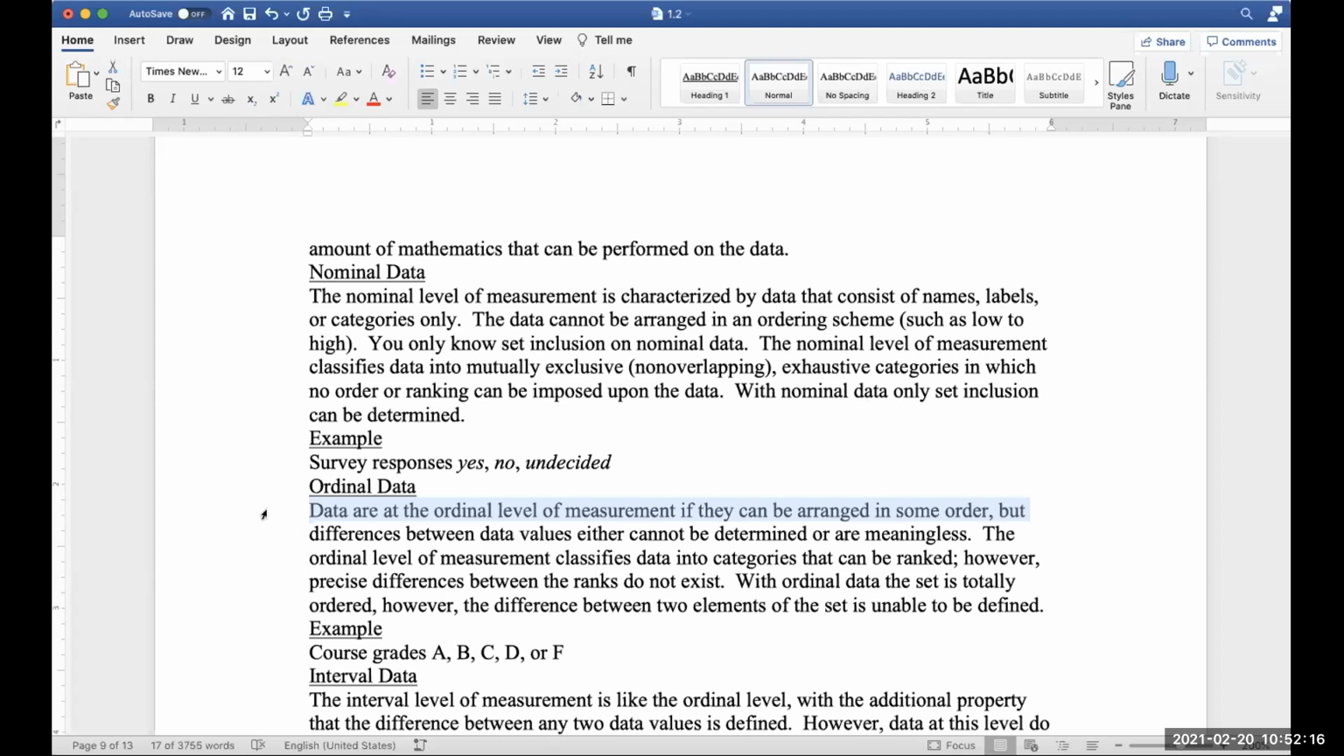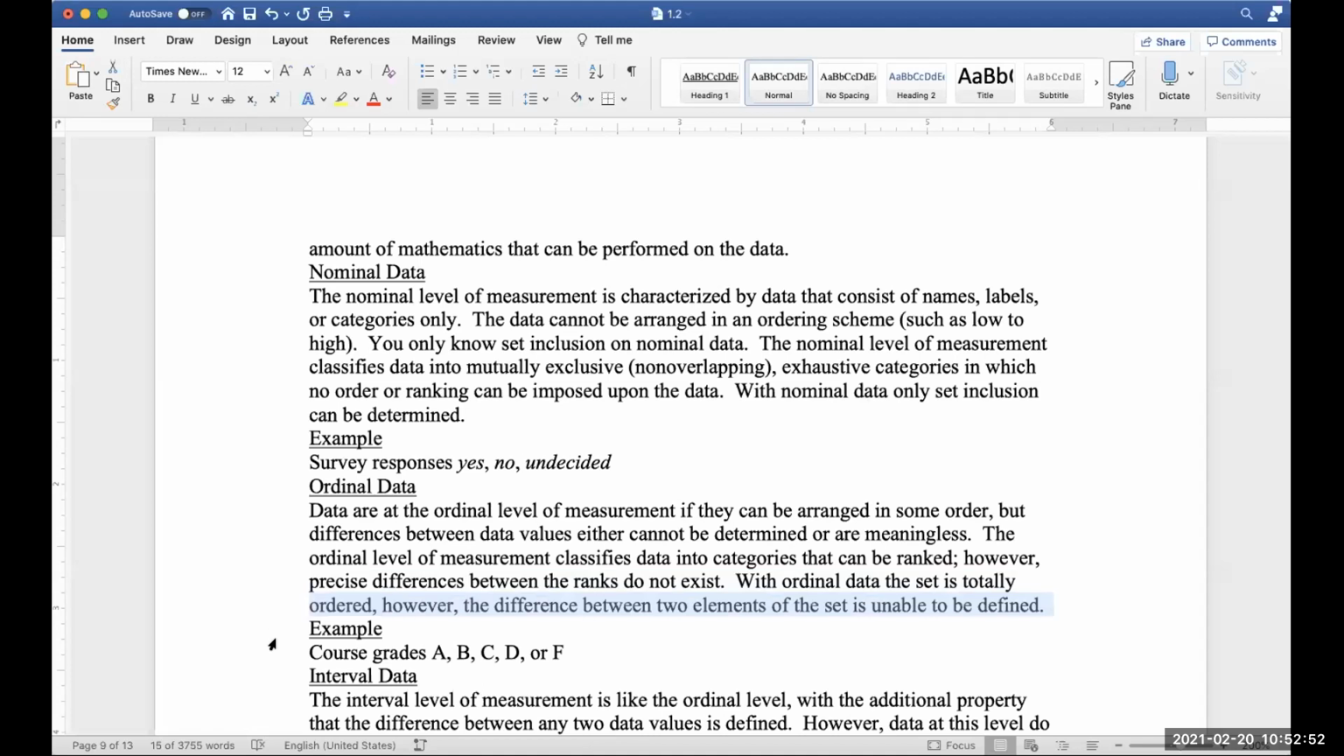Data are at the ordinal level of measurement if they can be arranged in some order, but differences between data values either cannot be determined or are meaningless. The ordinal level of measurement classifies data into categories that can be ranked. However, the precise difference between the ranks does not exist. So with ordinal data, the set is totally ordered. However, the difference between two elements of the set is unable to be defined.